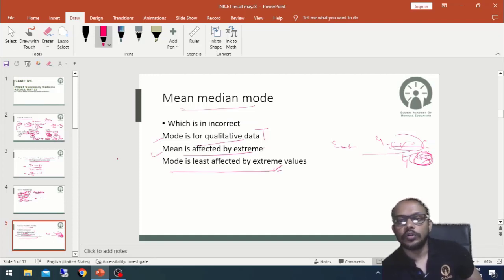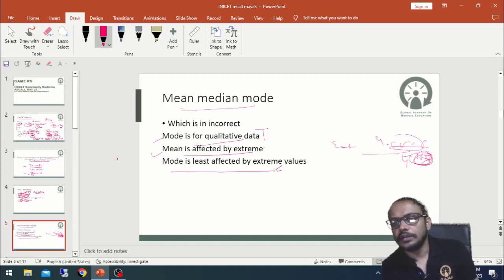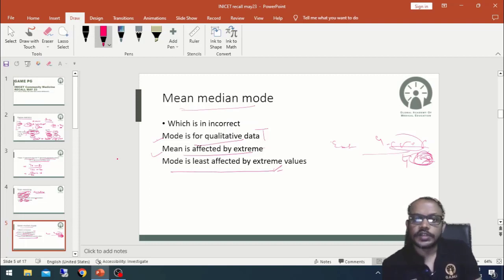And mode is least affected by the extreme values. We all know that in the mode, the repeated number is taken. So, it is not affected by other values. So, these were the correct options there, and the option left was the incorrect one.